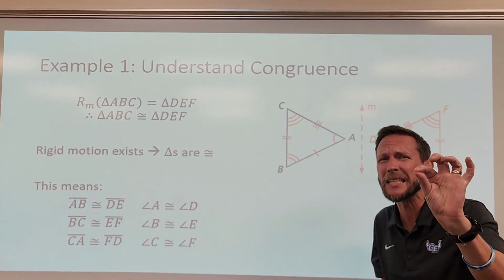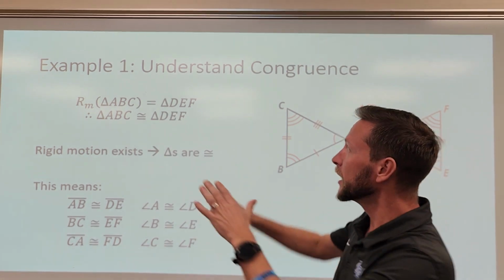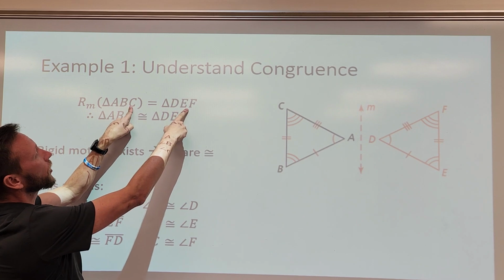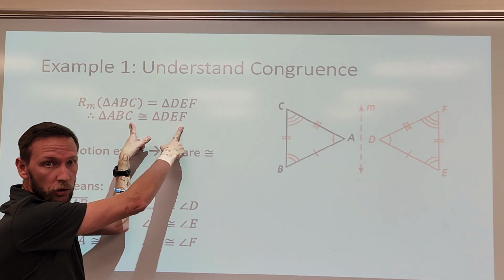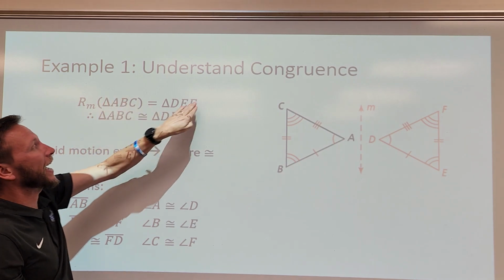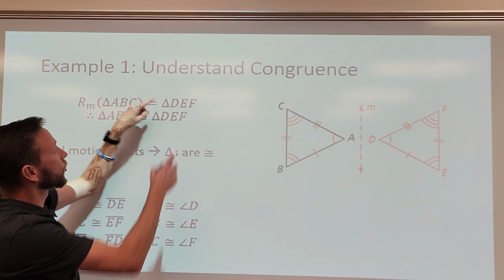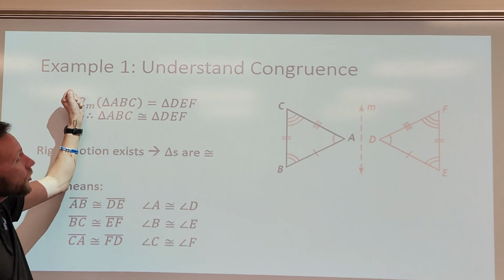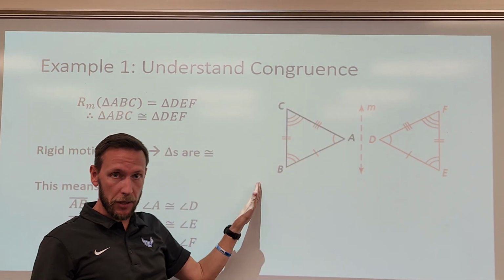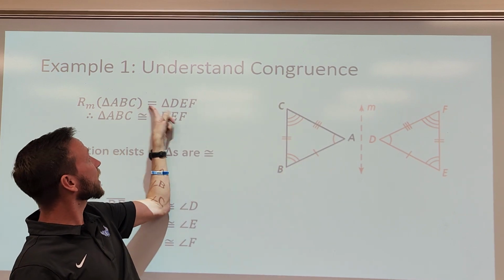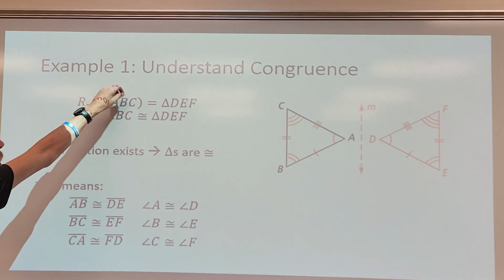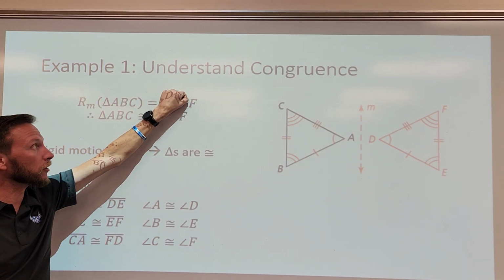Now, one of the things that's really crucial is that, just like we would list these in their correct corresponding order, these need to be in the correct corresponding order as well. So if I change the order of these letters, I have to change the order of those so that they're in corresponding order. I could say that we reflected over line M triangle CAB, but if I did that, I would have to say that that would give me triangle FDE. As long as we change the order of these letters, we have to change the order of those.